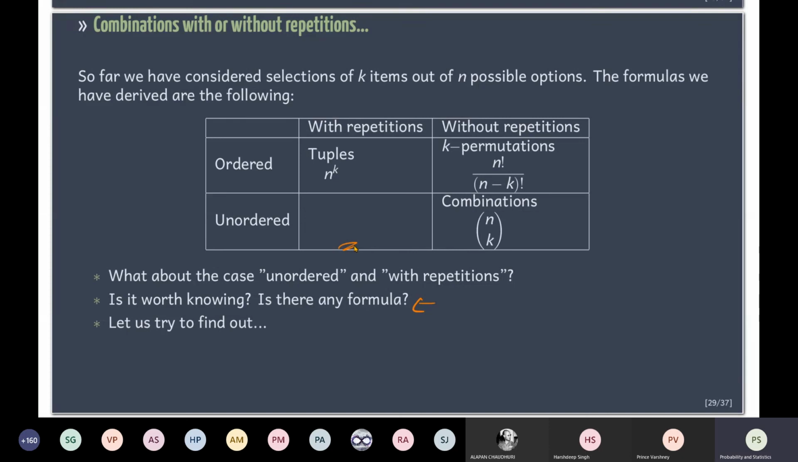Well, the problem is to do this, I need a little bit more time. As you can see, I have 6-7 slides left for only this part. So let me do this in the next class.